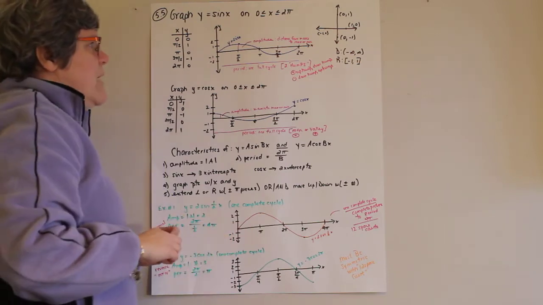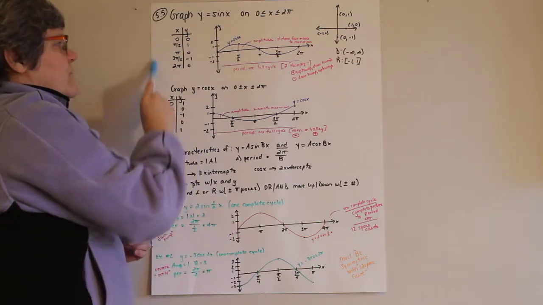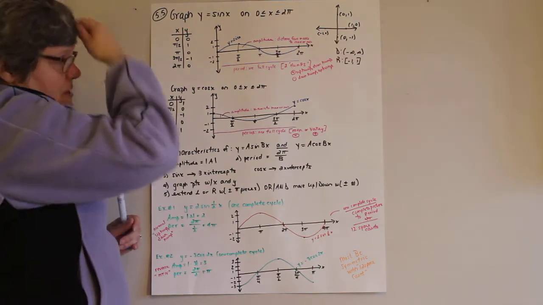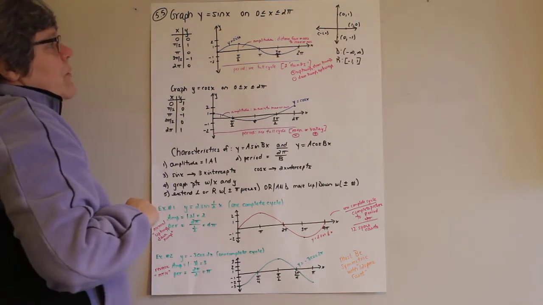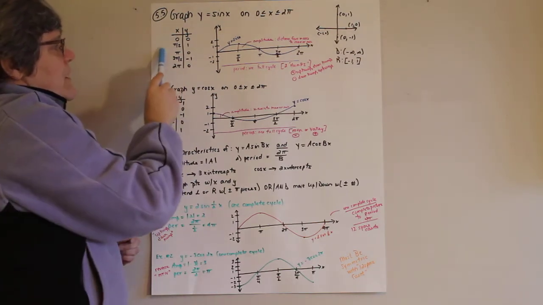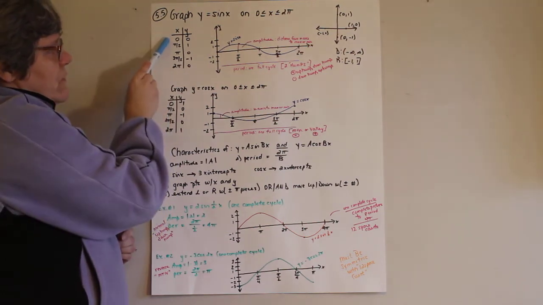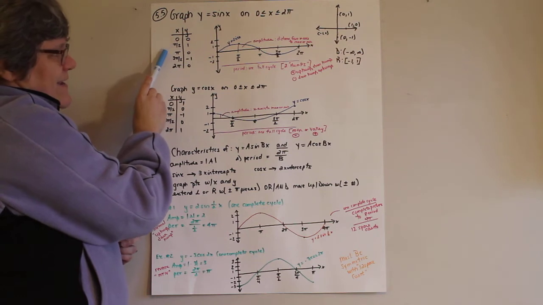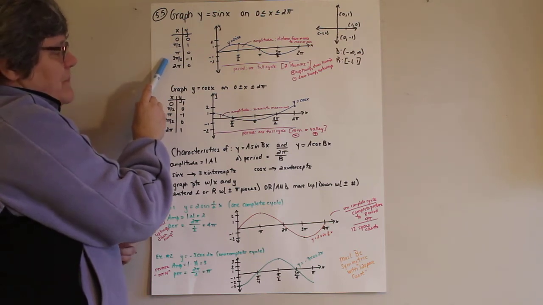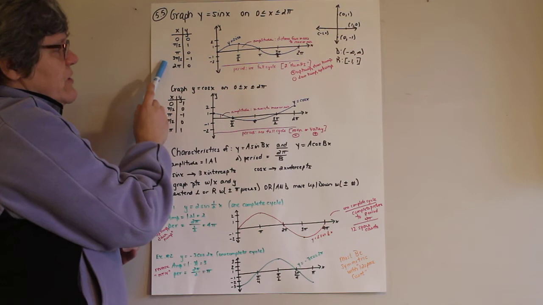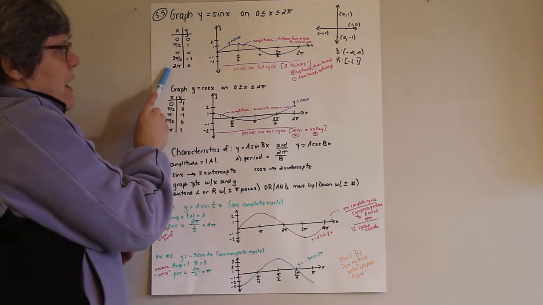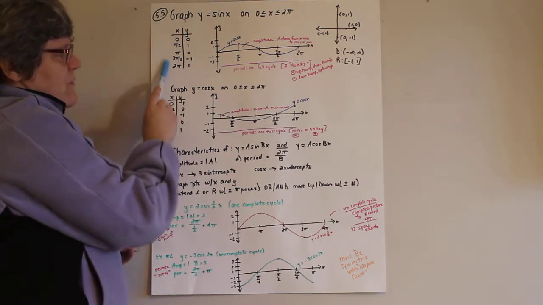Now we need to do that because we need to make a t-chart. This is the one and only time we're going to make a t-chart for sine. When we do sine, we have to be in radians, not degrees. So this is 0 degrees, pi over 2 is 90, pi is 180, 3 pi over 2 is 270, and 360 is 2 pi. Once again, this is the only time we're making the t-chart.